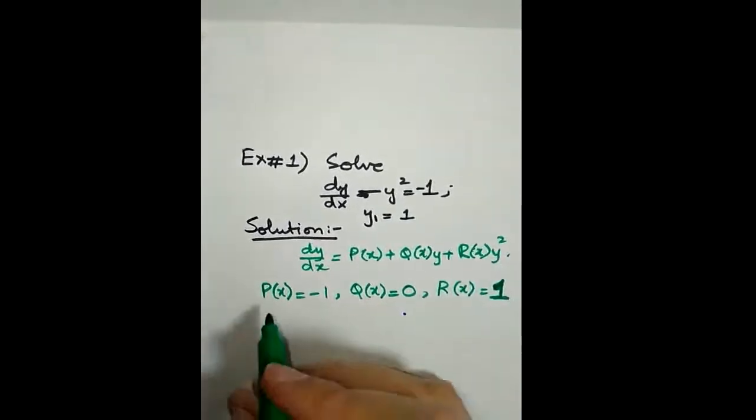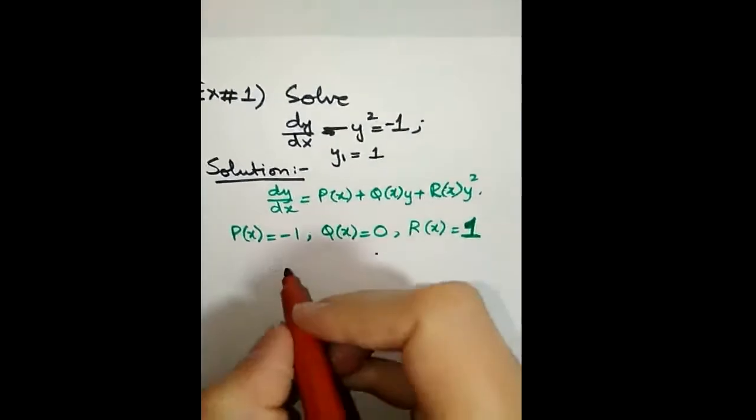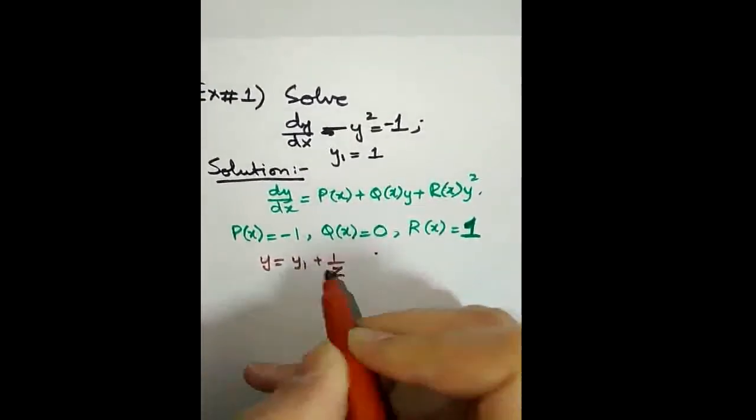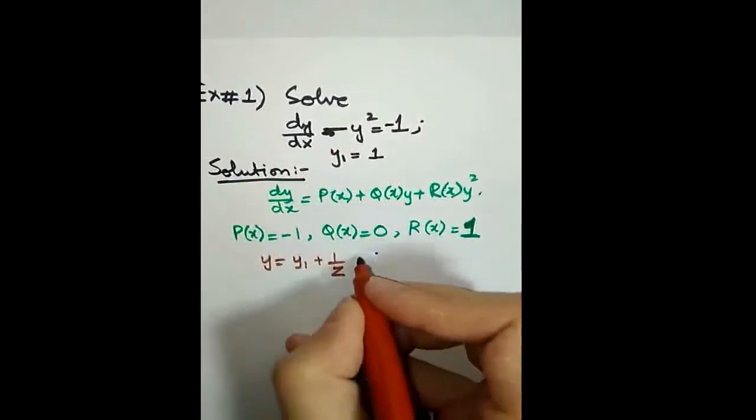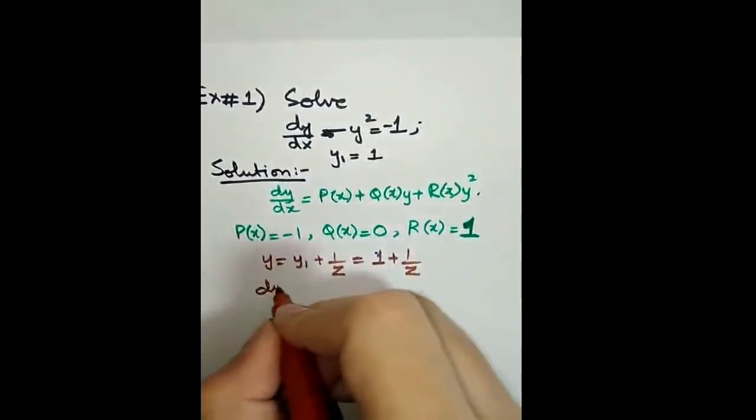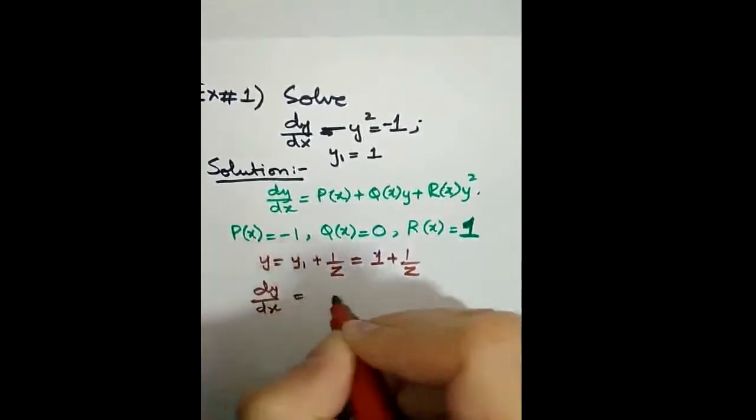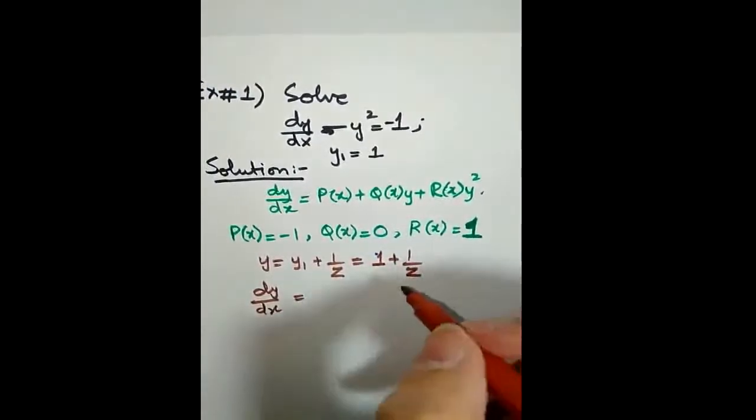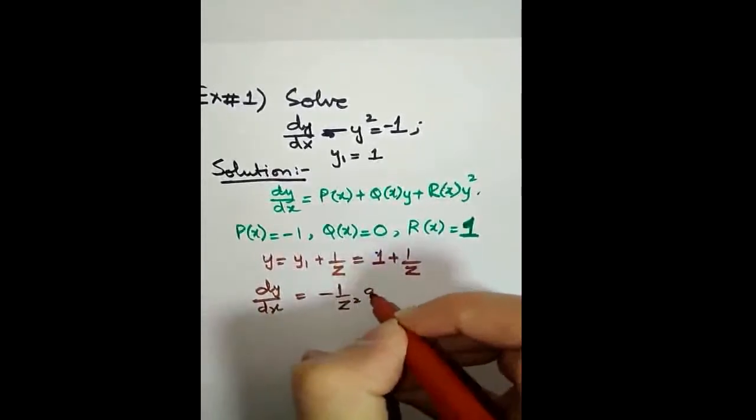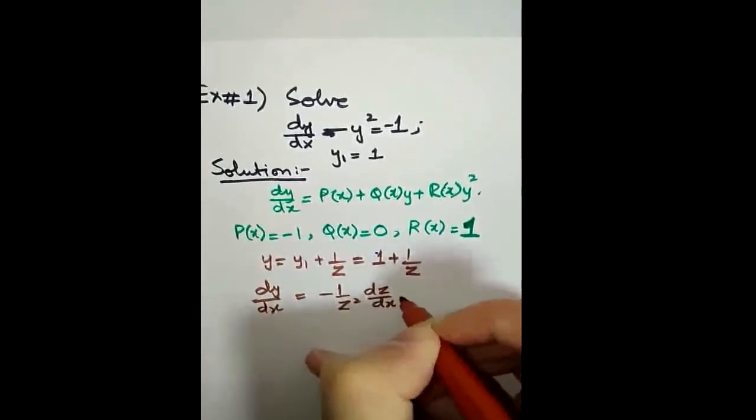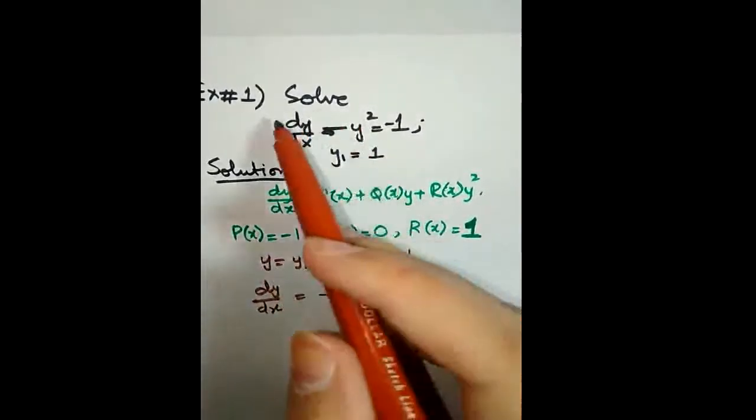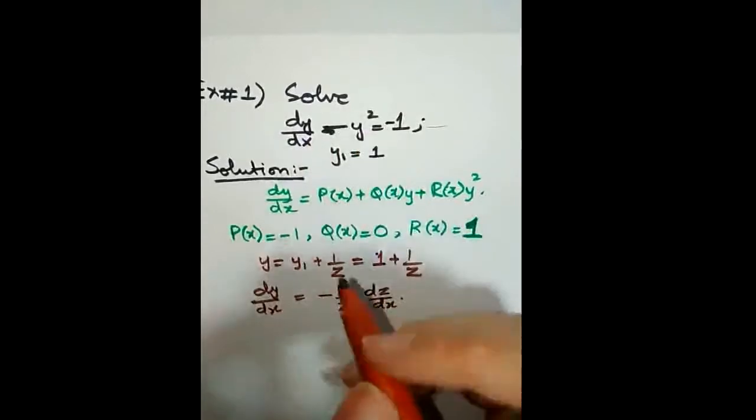Right, now we start our assumption. y equals y1 plus 1 by z. So y1 here is mentioned and that is +1, so 1 by z. So definitely dy by dx will become, 1 has derivative 0, so that becomes -1 by z square dz by dx. And now I am replacing this dy by dx and y in this given differential equation.